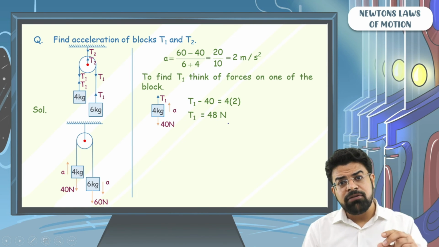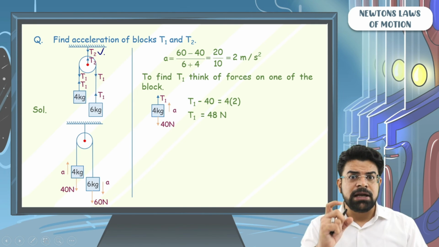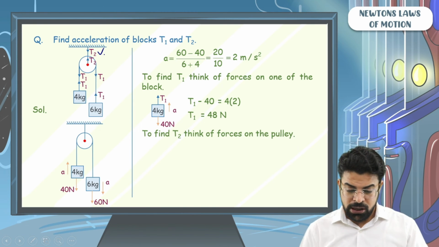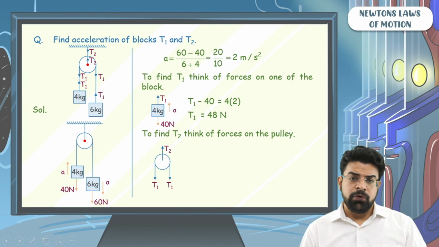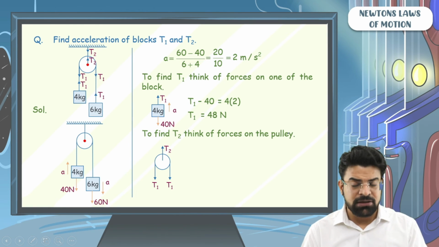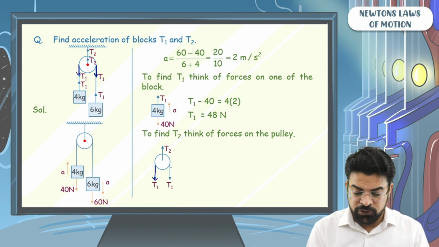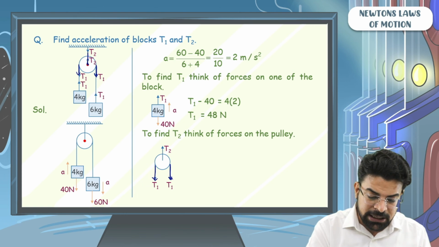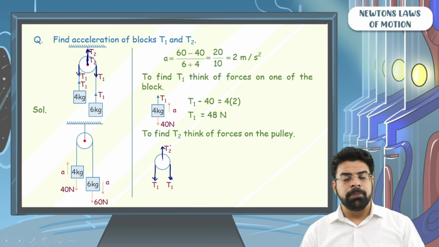In the question, they have even asked us to find T2. To find T2, think of the forces on the pulley. Now, the pulley is massless, and three forces are acting on it. On the left hand side, the force of tension T1. On the right hand side, the force of tension T1. And at the center, because of this third string, the force T2 up.